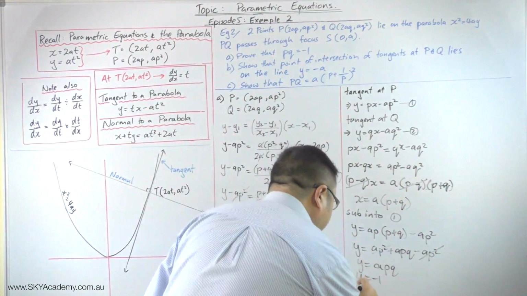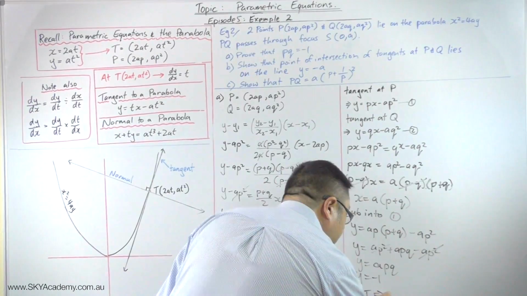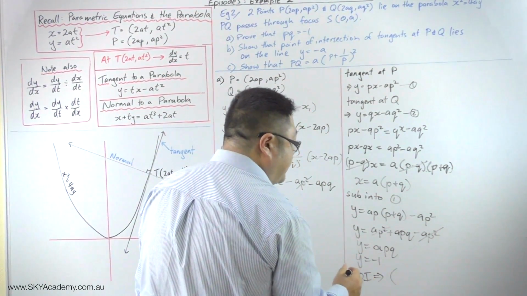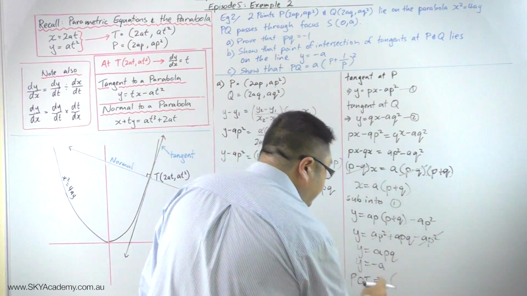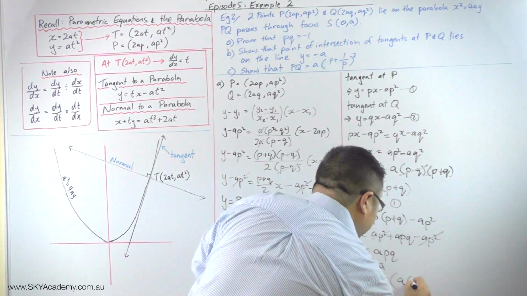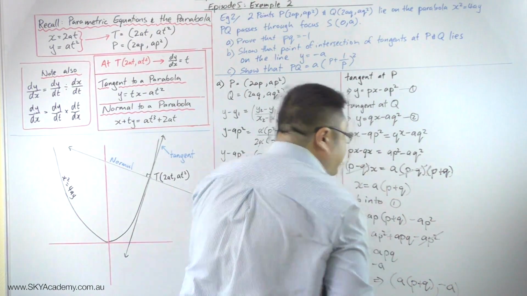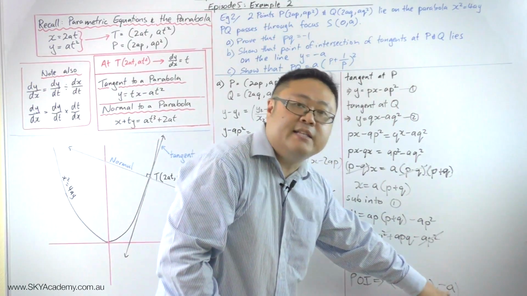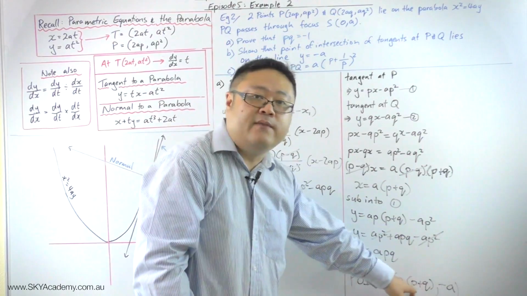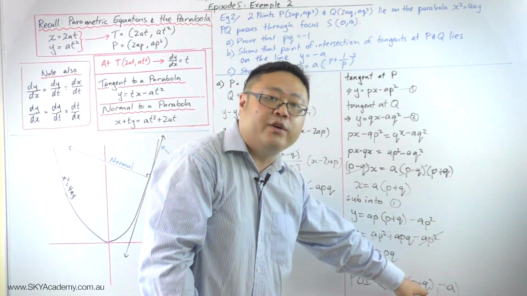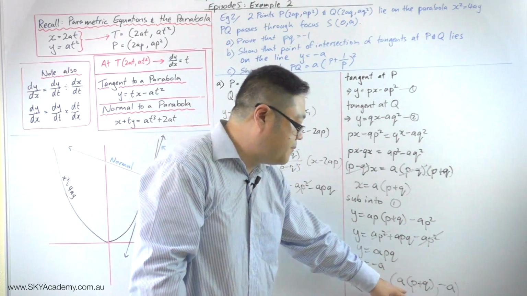Now, that leaves us with the point of intersection. The point of intersection is going to be, now it's not -1, it's equal to -a. The point of intersection is going to be (a(p + q), -a). Now, can you see that -a is a constant? But all of this is variable: the p can change, the q can change, a is a constant. So basically this can take on any value, but the y will always be -a.